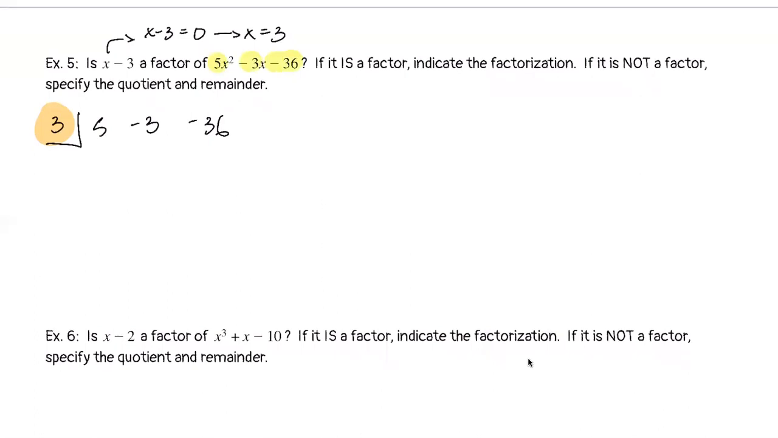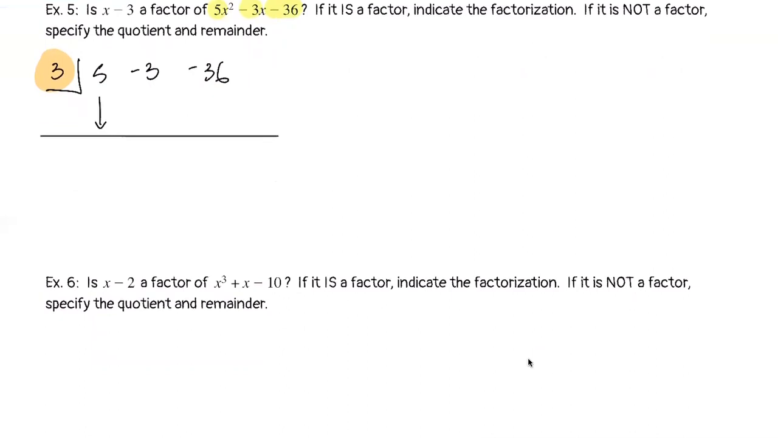All right, so we're going to skip a line, and then we're going to draw a line. And the first thing we're going to do is bring the first yellow number straight down. And then we're going to multiply. 3 times 5 gives me 15. And then we're going to add: negative 3 plus 15 gives me 12. I've got to do this one more time. I'm going to multiply. 3 times 12 gives me 36. And then I add, and negative 36 plus 36 gives me 0.